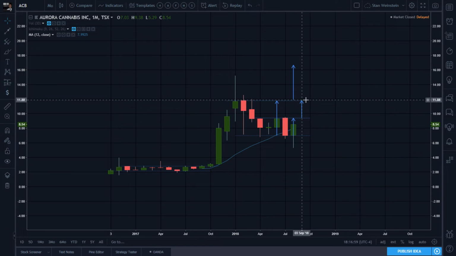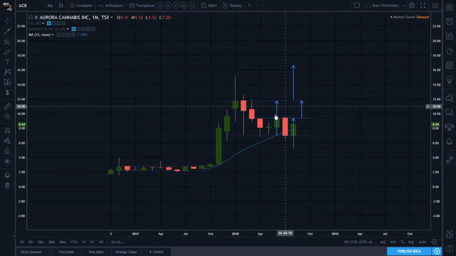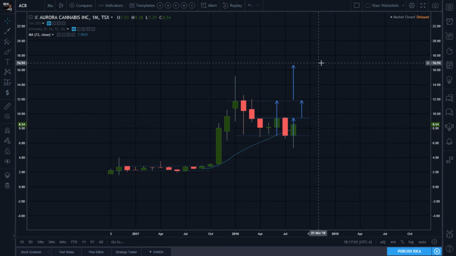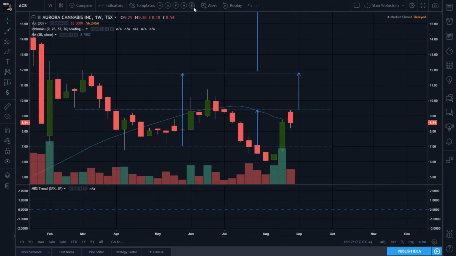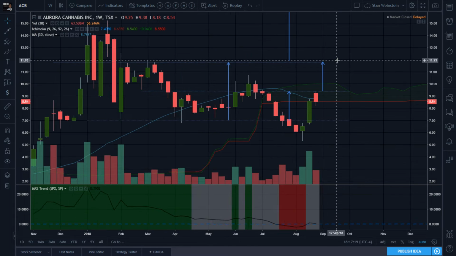And this target here, if we get to 1180, and the bigger target is going to bring us all the way to 1670. So that's my imagination how it could be for the upward scenario. And right now, that's what we're going to look at since the 12-month moving average is still going upwards. Okay, let's zoom in.